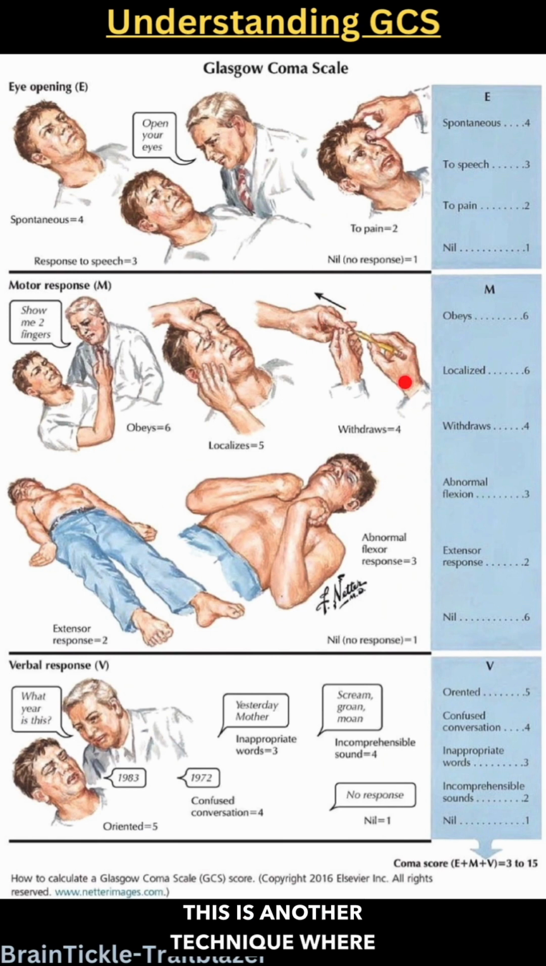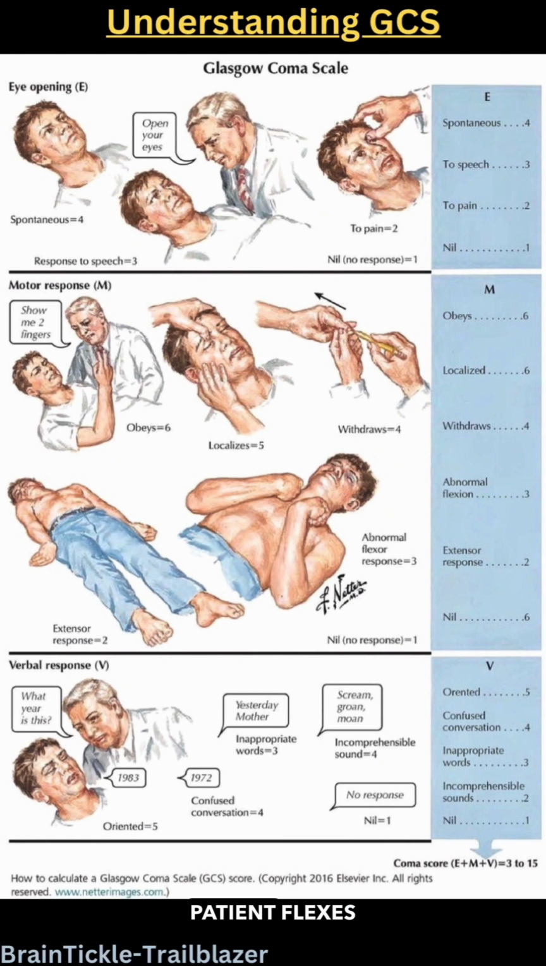This is another technique where a doctor is tapping the nail bed of the patient's finger with a pencil or a pen, and the patient withdraws, which means pulls away his hand. So this is also an abnormal response, withdrawing to a stimulus, and you are going to give a score of 4. If to your stimulus, patient has an abnormal response like this, known as extensor response, you are going to give a score of 2.